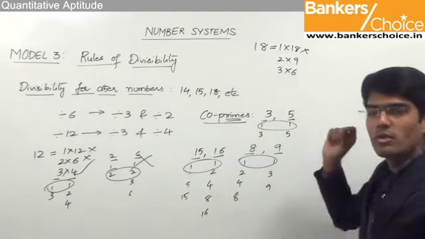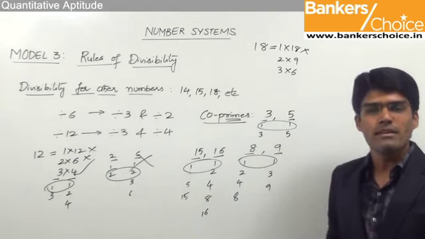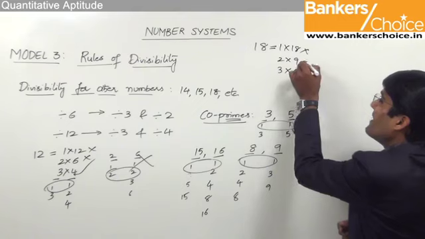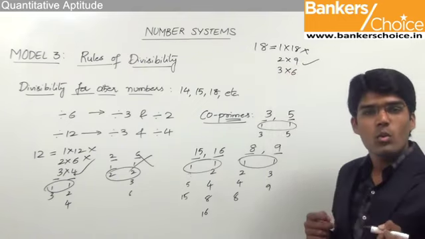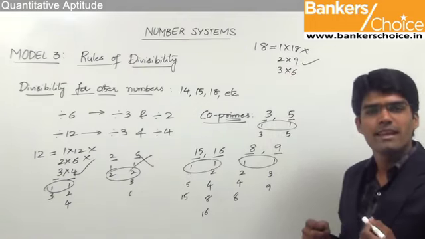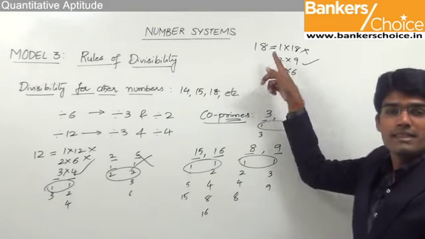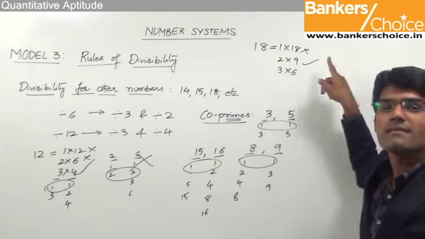Now out of the remaining two cases, we need to take up that particular one where the given factors are co-primes. 2 and 9 will be co-primes. Why? Because factors of 2 are 1 and 2 and factors of 9 are 1, 3 and 9. 1 is the highest common factor. So the divisibility for 18 would be that the number is divisible by 2 as well as it is divisible by 9.